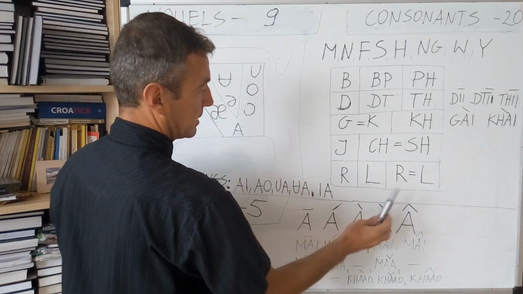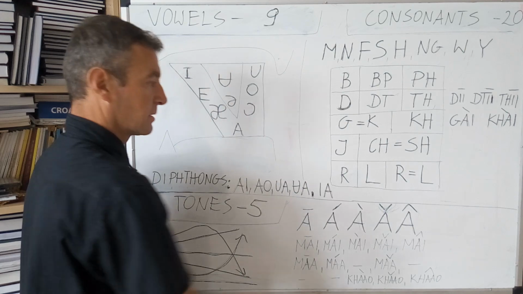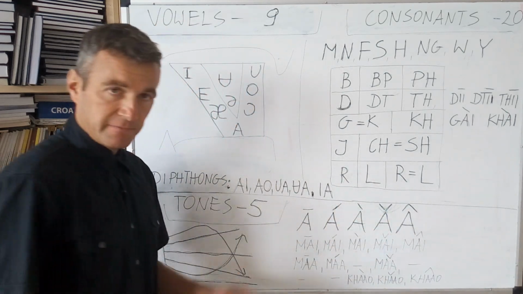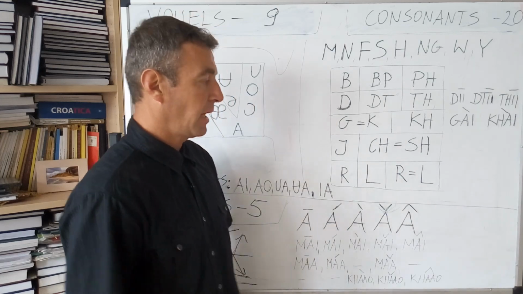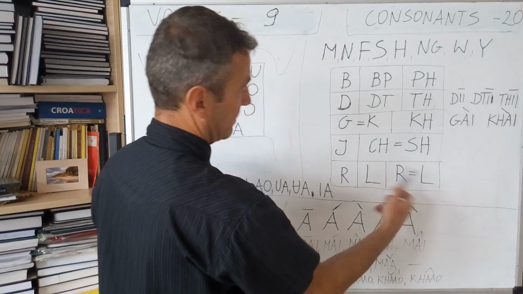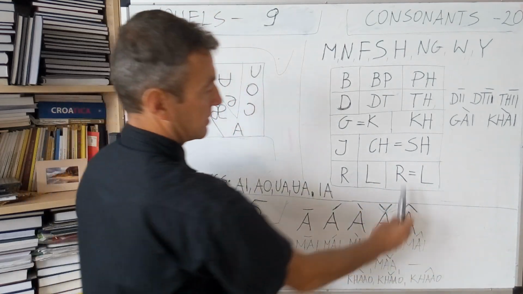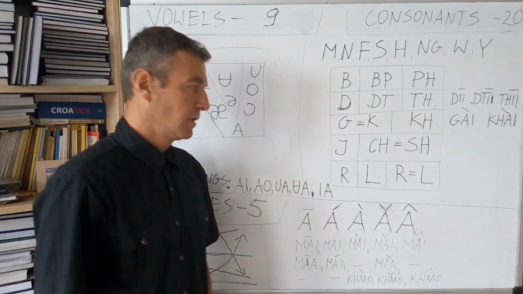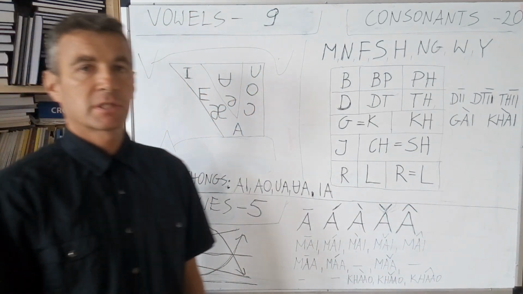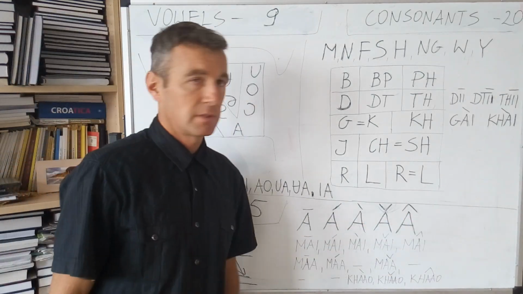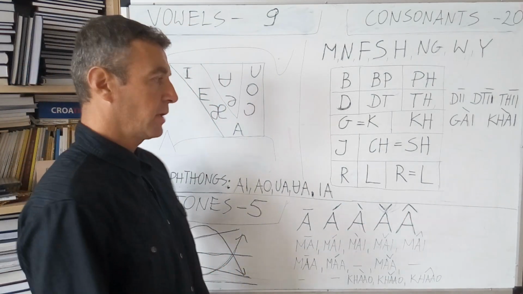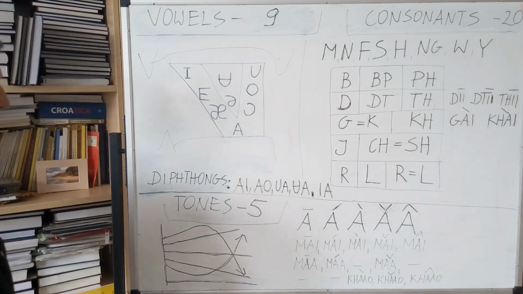Then we have r and l. Although the two sounds are different, sometimes they change the meaning. Sometimes the Thai people confuse them and use them interchangeably. So r can be l, for example. In the word aroy, meaning tasty, they apply l and say alloy. All right, so aroy, alloy is the same thing.